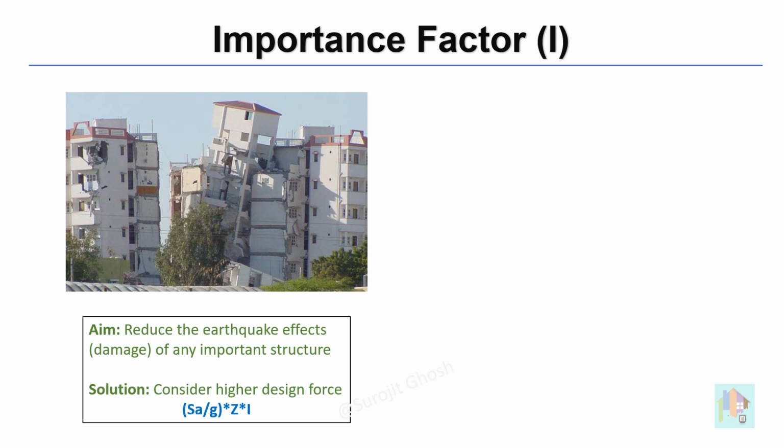for any important structure, we try to reduce this as much as possible. For example, any building which is used for communication, like a hospital or radio station building, we try to design these structures as robust as possible without any significant damage. That's why there is an additional multiplication factor to increase the design force and reduce the damage for seismic activity.